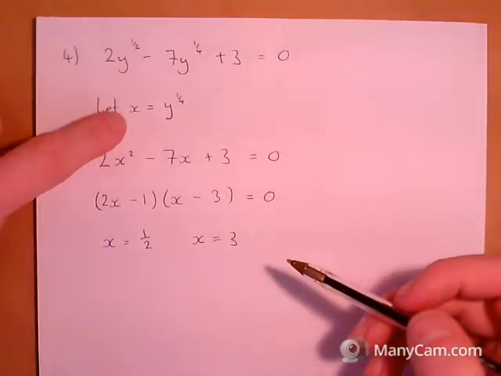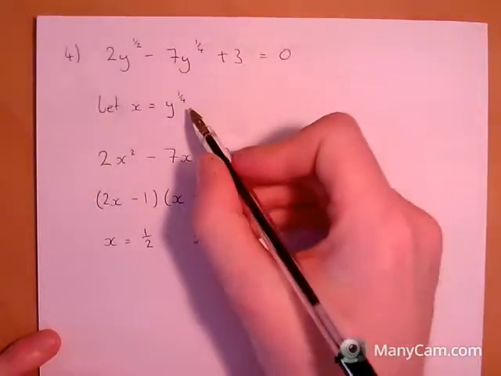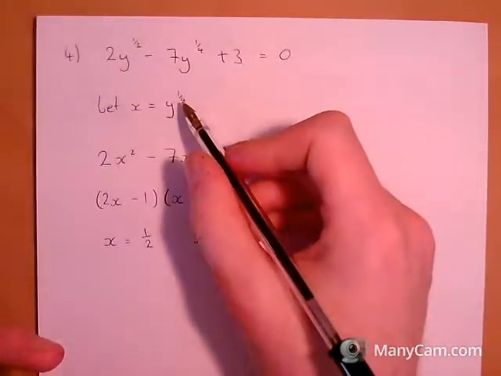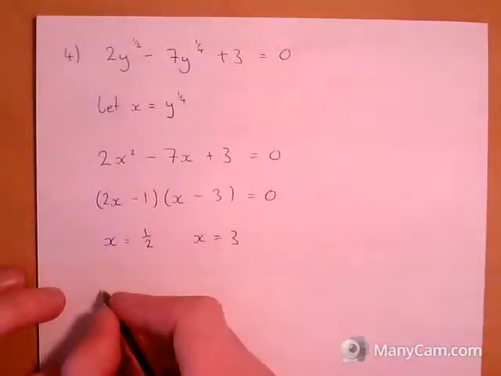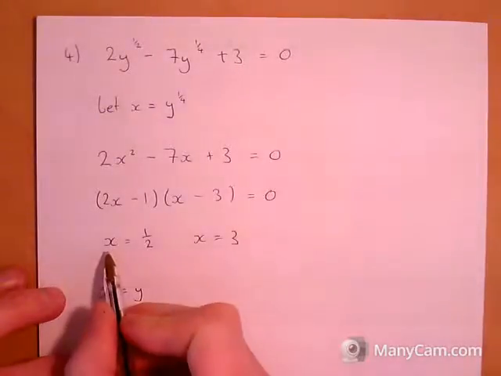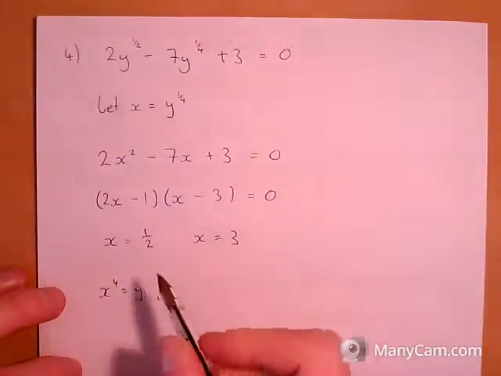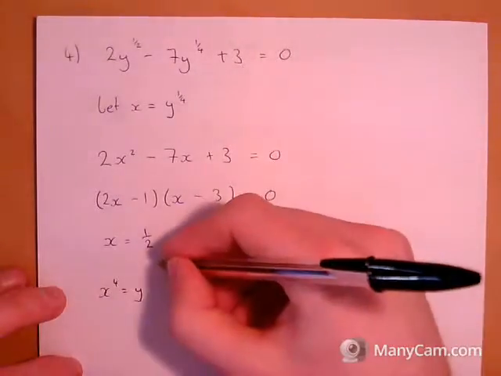So if I know that x is y to the power of a quarter, to find out what y is, I would need to do the opposite of to the power of a quarter, so I'd need to put everything to the power of 4. So x to the power of 4 is the same as y, so then I would need to do a half to the power of 4 and 3 to the power of 4 to get my corresponding y values.